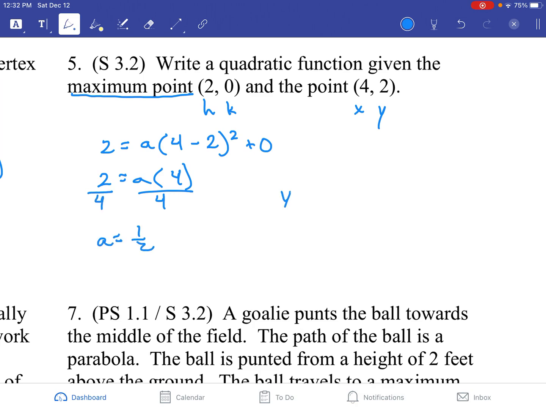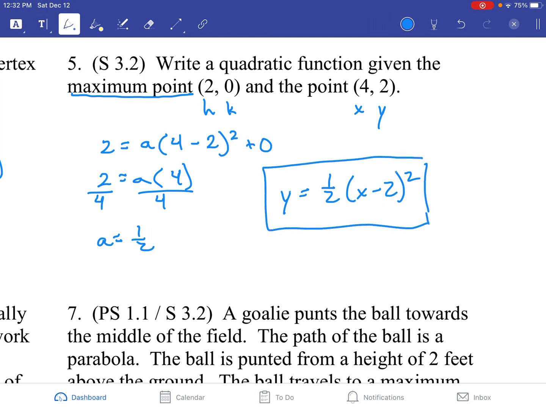So we rewrite our equation. Y is equal to 1/2 times x minus 2, quantity squared. We don't have to put the plus 0 because it doesn't make any difference. And that is the equation of our quadratic function.